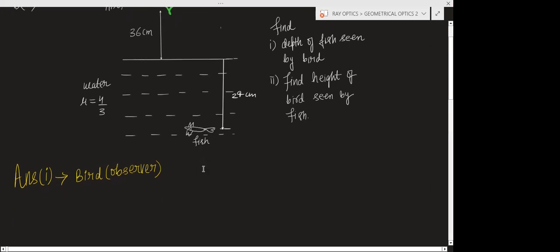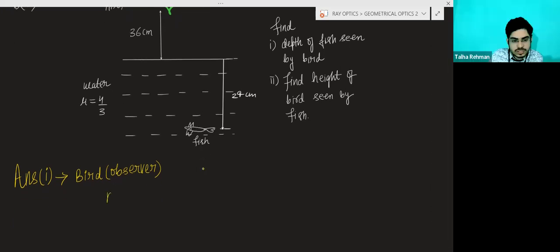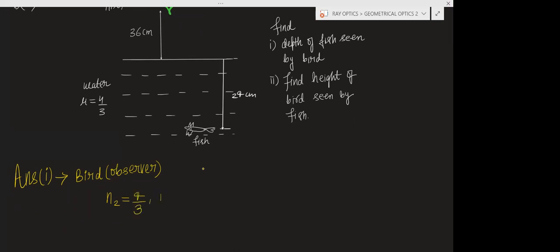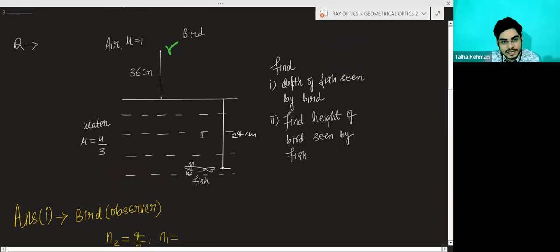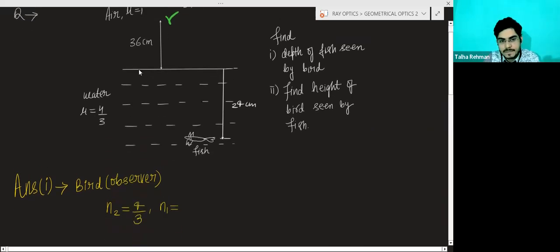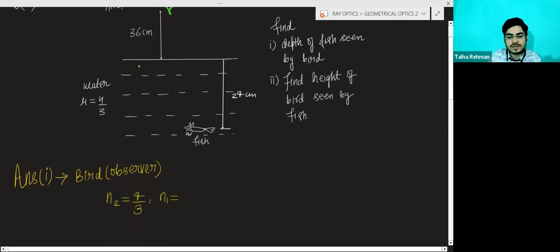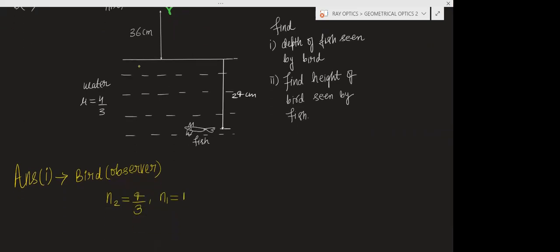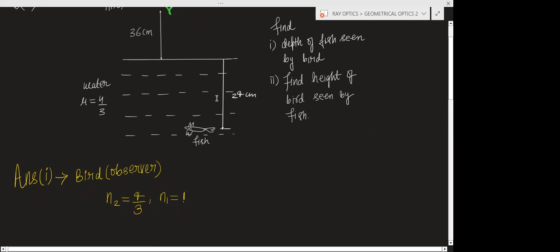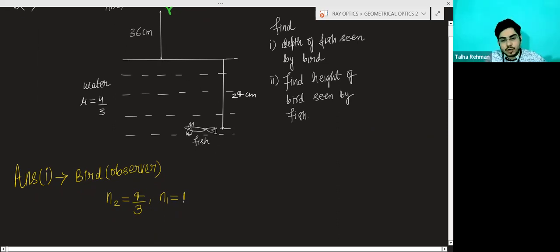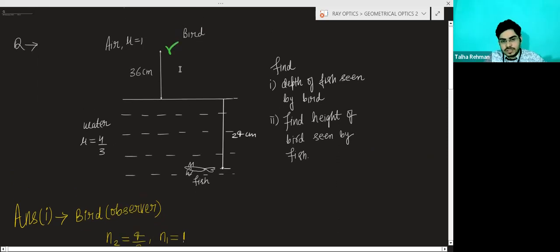So N2 is the medium, what we have taken as N2. N2 is the refractive index of the medium from which the light is coming. So N2 will be the refractive index of the water, that is 4 by 3. And what is N1? N1 is the refractive index of the medium in which the light is going. So light is going in air. So what is the refractive index N1? That is 1.